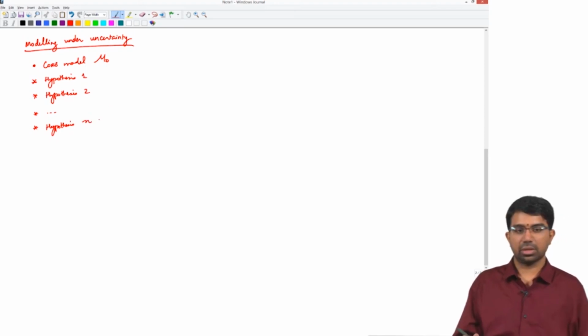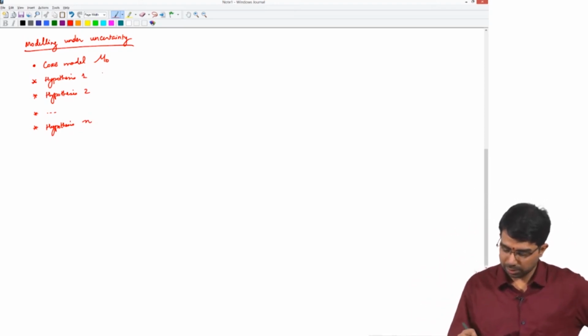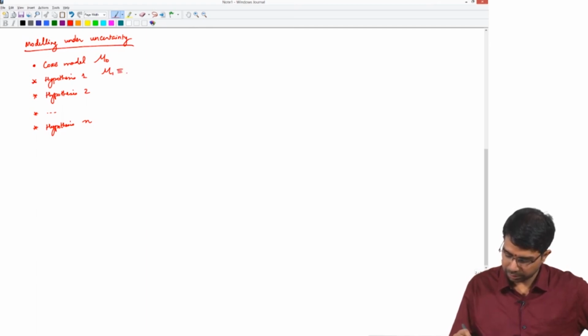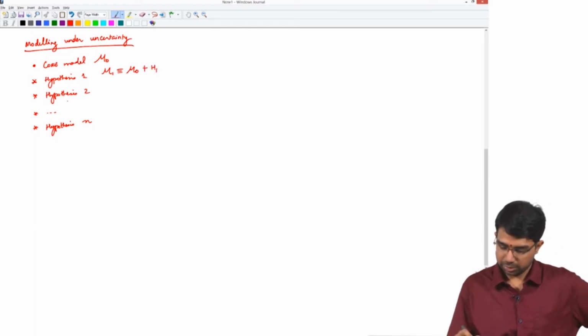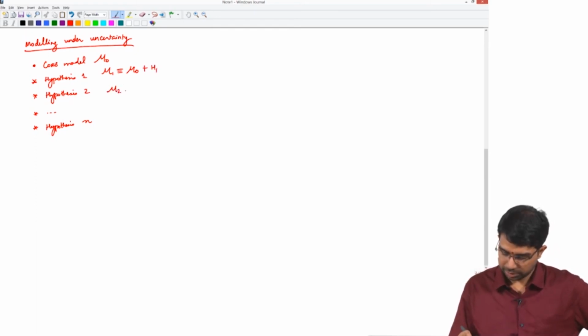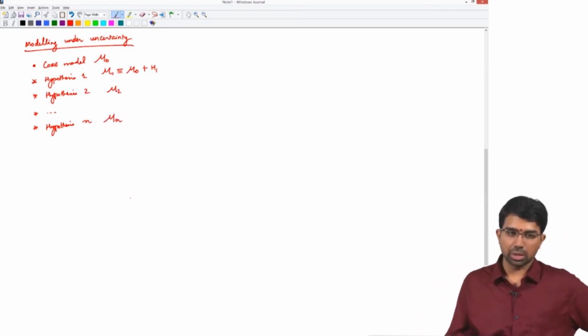For them n was 18 actually. So, you have different hypotheses, and these could be represented as different models. In fact, this is M1, which is basically nothing but hypothesis 1, and this is M2, this is Mn.